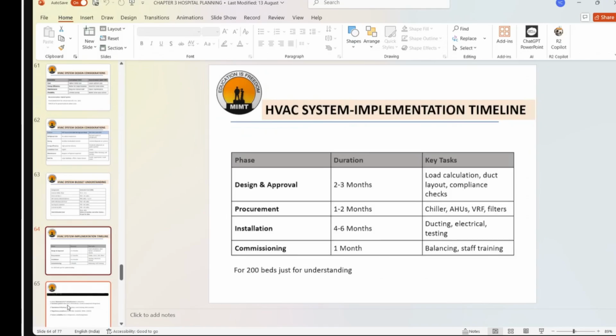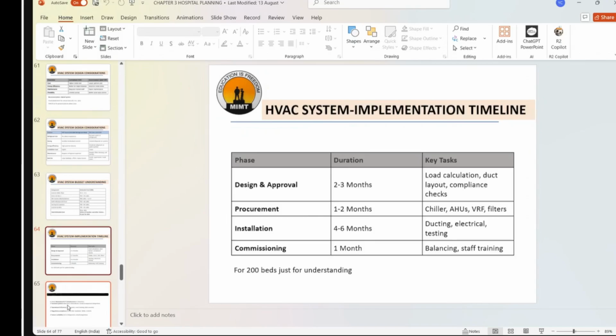If we talk about the time, this is also just a basic idea as a hospital administrator. We take 2 to 3 months for design and approval, load calculation, duct layout, compliance check in the hospital. Then procurement, roughly 1 to 2 months, depending again on the market. This is just a normal tentative time for a 200 bed hospital, just for understanding. And the installation part may take 4 to 6 months, and commissioning can be done in 1 month.